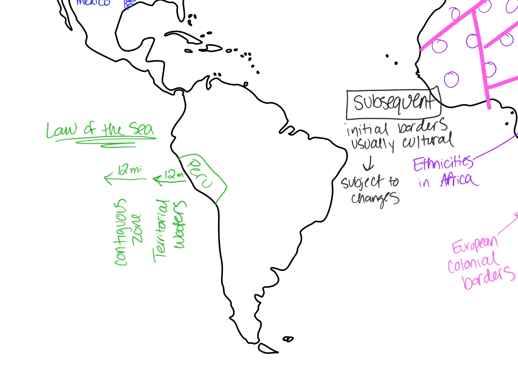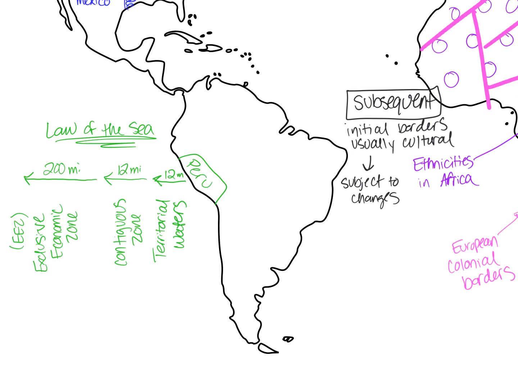Okay? It goes all the way out to 200 miles. 200 miles is our max. So this is like a total of 200, not 200 plus 12 plus 12. Okay, it's not 224, it's 200 miles total. This is what we call the exclusive economic zone, or the EEZ is what it's known as, exclusive economic zone.